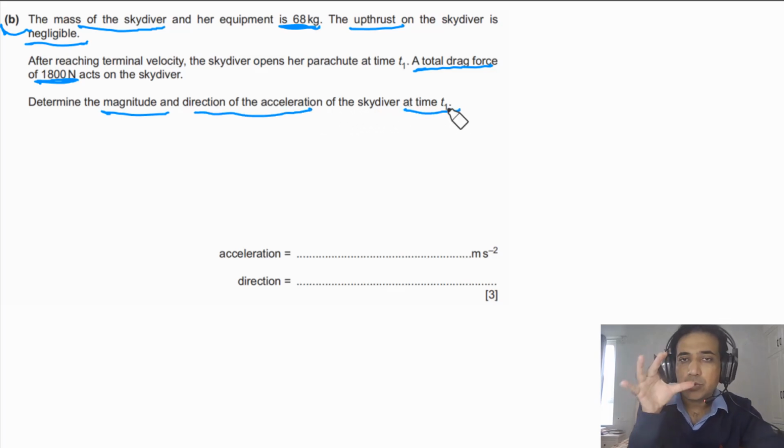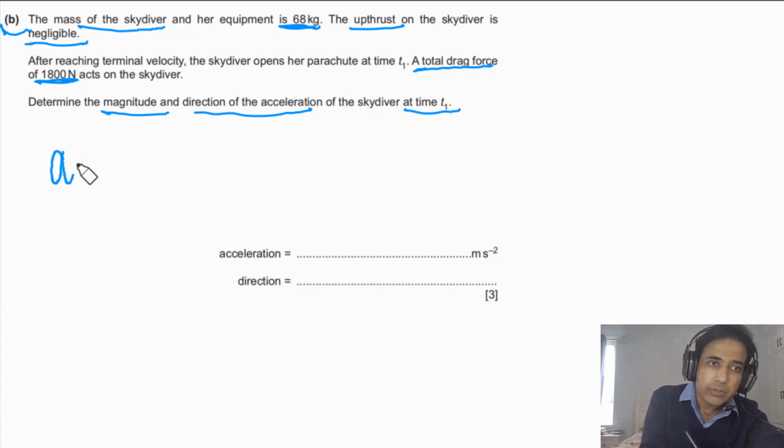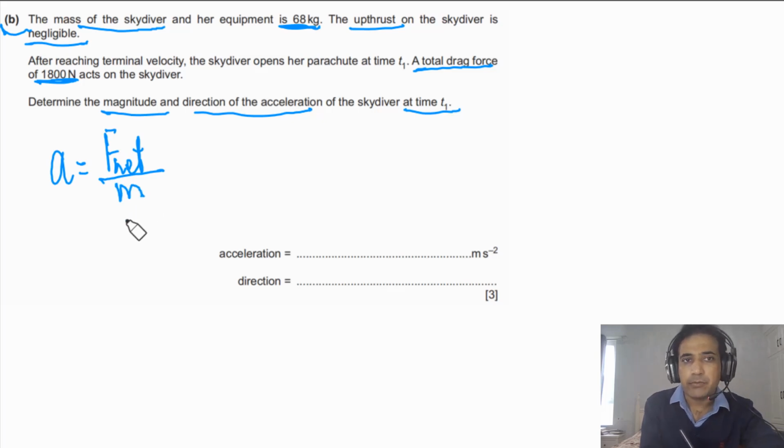So simply we need to determine acceleration, and acceleration will be equal to the net force acting on the skydiver divided by the mass of the skydiver. So in this case, mass of skydiver plus mass of equipment. We are talking about the whole system.